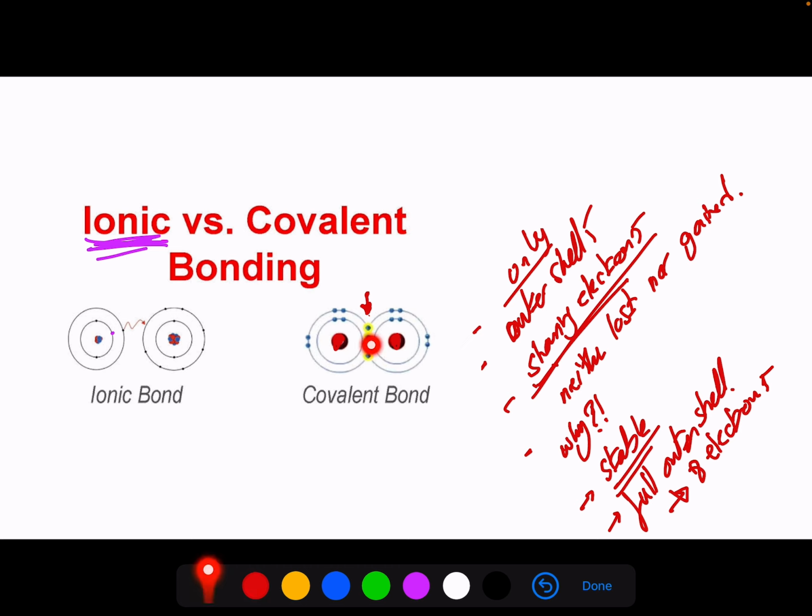Let's go ahead and count. 1, 2, 3, 4, 5, 6, 7, 8, and I'm only talking about the outer shell. 1, 2, 3, 4, 5, 6, 7, 8 for the other atom. So both atoms are stable, having 8 electrons in the outer shell. And that's the purpose of atoms forming covalent bonds: to become stable, having a full outer shell.